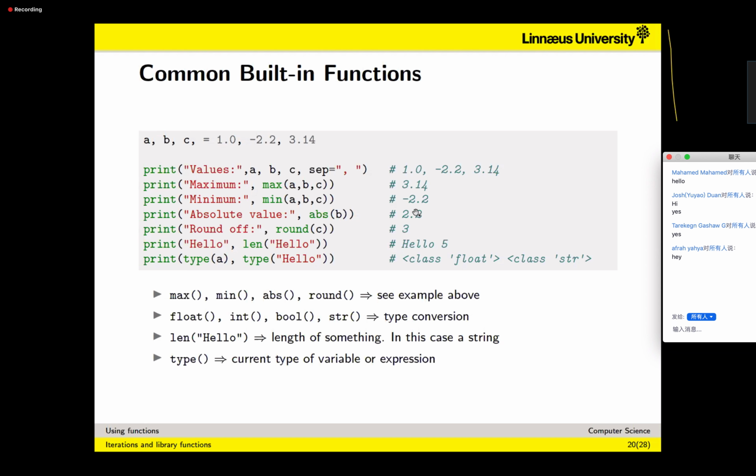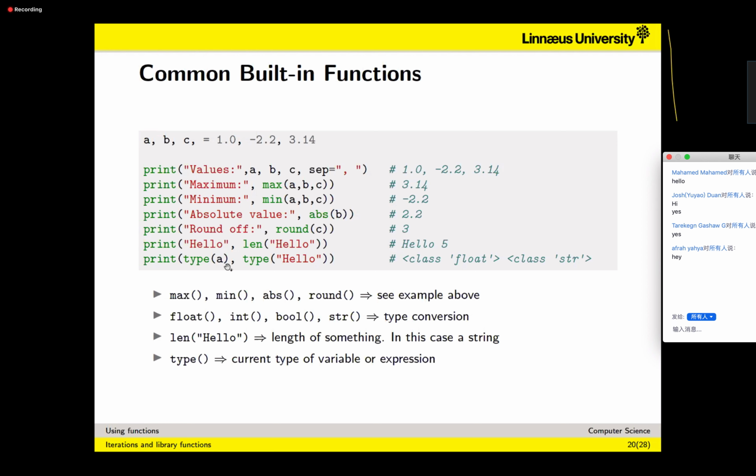We have min, the smallest one, and abs, absolute value, that removes any minus sign and turns it into a positive value. So -2.2 is converted to 2.2. Round off, we have seen this one. It takes 3.14 and gives the closest integer, which is 3. We have the len command that measures the length of a string, and you will see that len also works for other structures like lists. It gives the size of something.